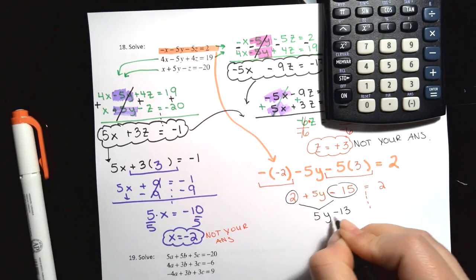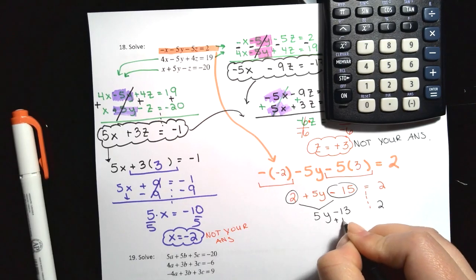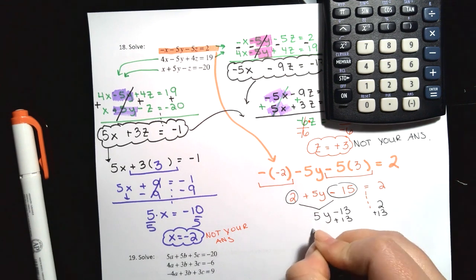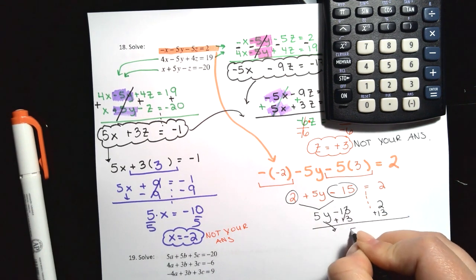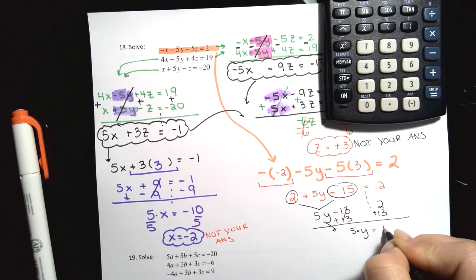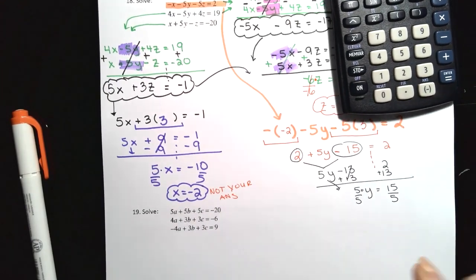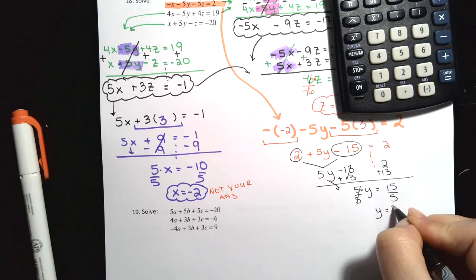And a 5y. Add 13 to both sides. Bring down the 5 times y. Divide. Divide. Y is then equal to a positive 3.